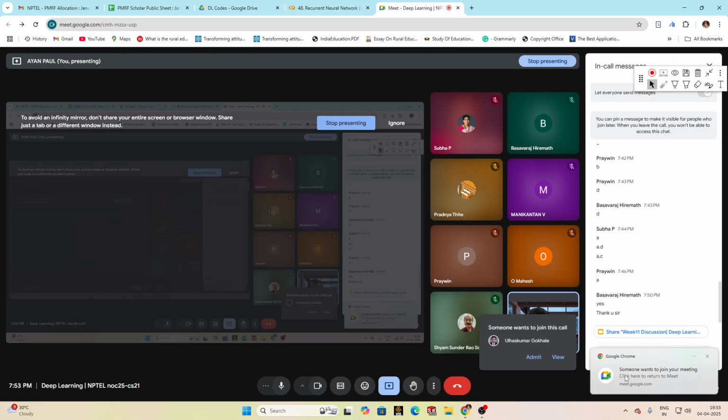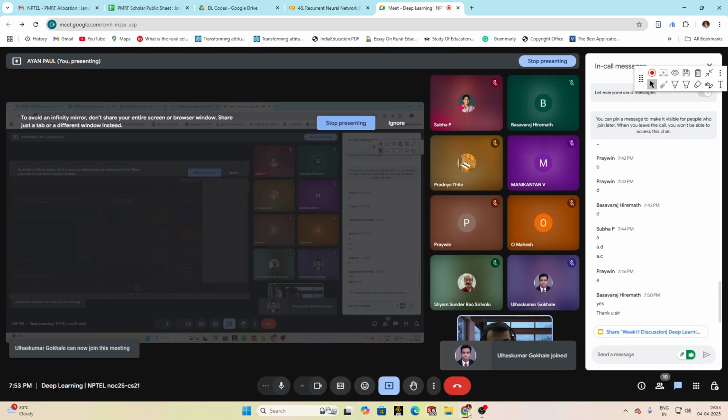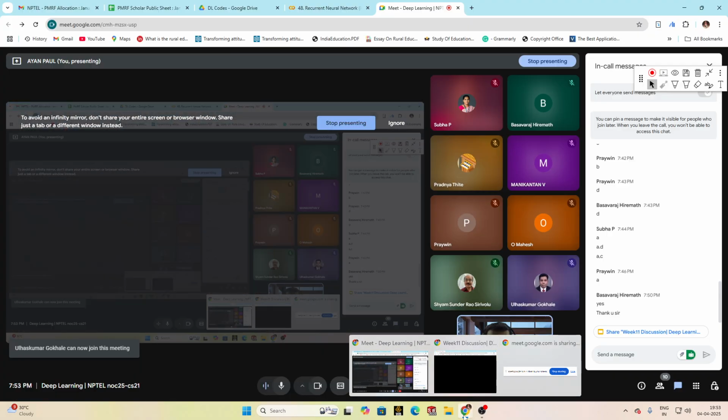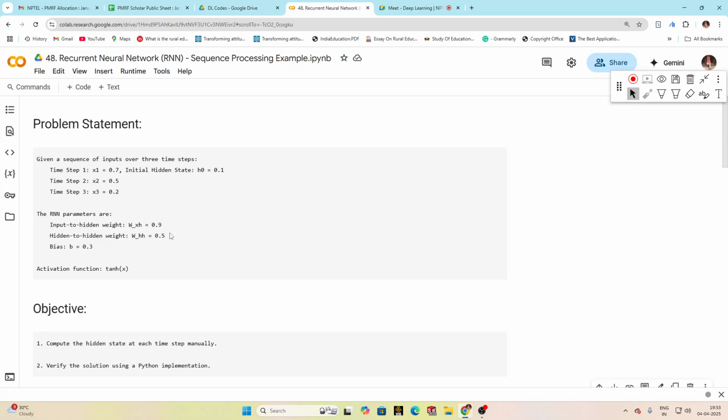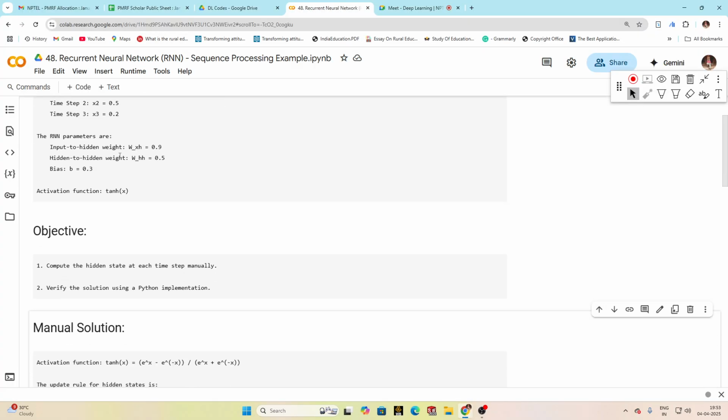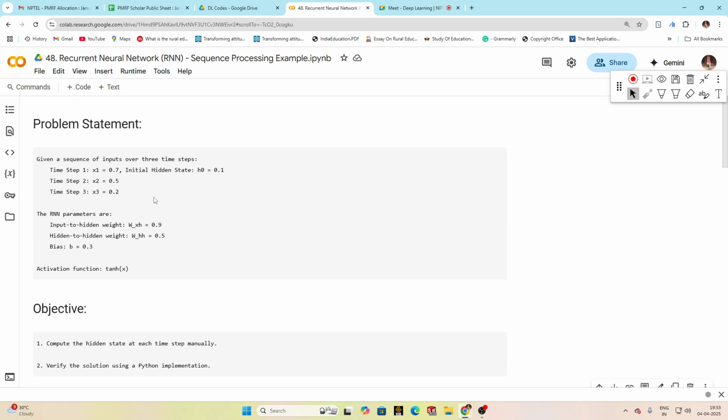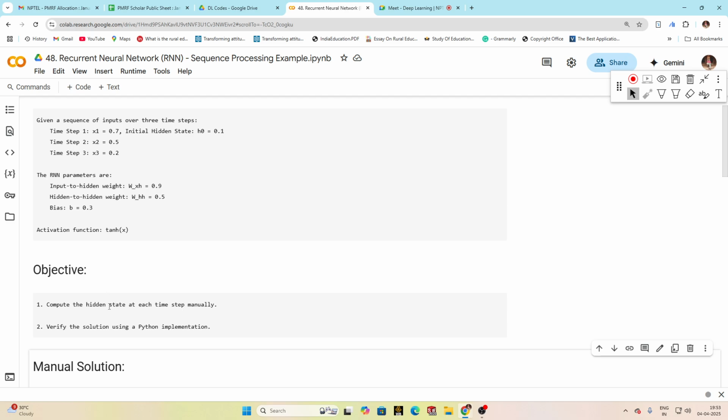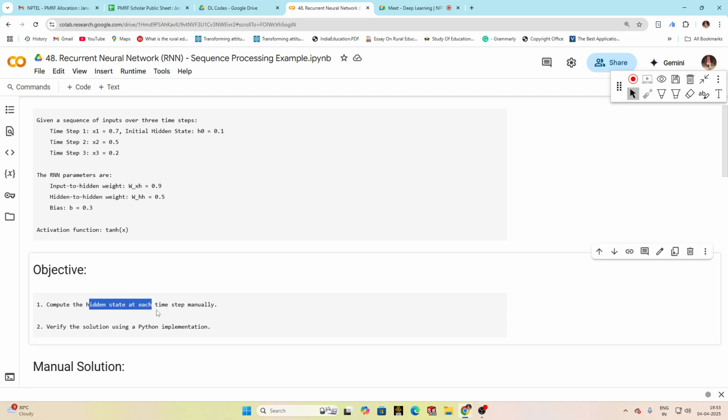This is one of the problems, to find the hidden state of an RNN. Again I am repeating, we have these 3 inputs, we have this hidden state, and what we are interested to find is the hidden state. Compute the hidden state at each time step manually, that is what we are interested in.